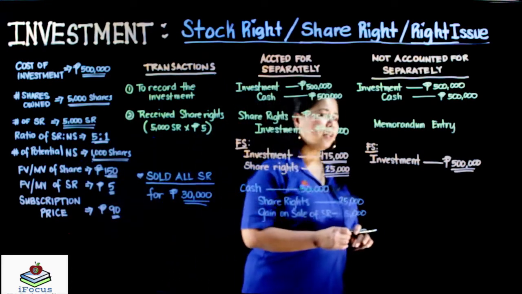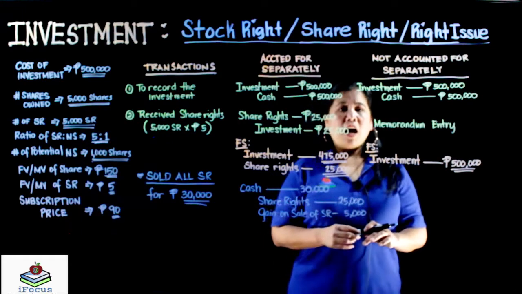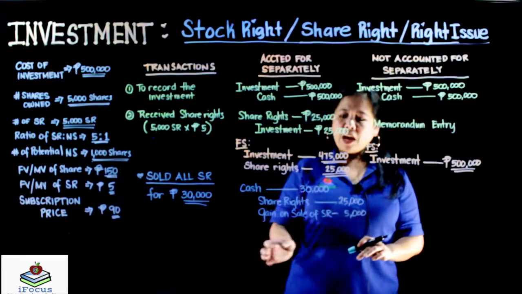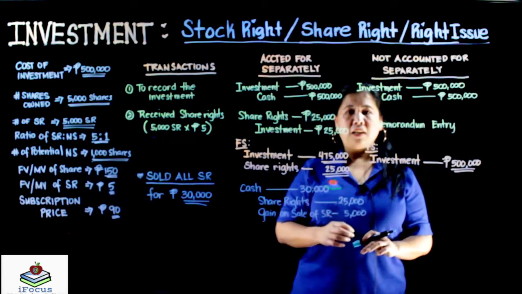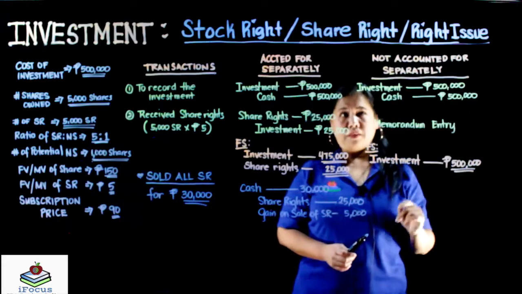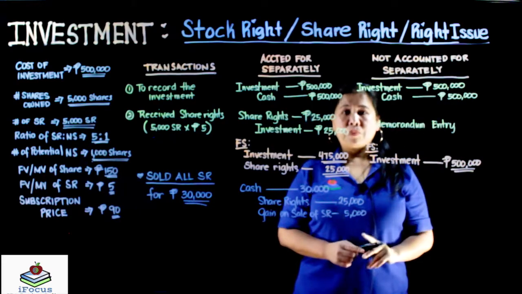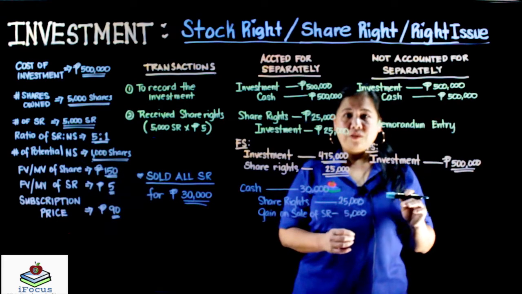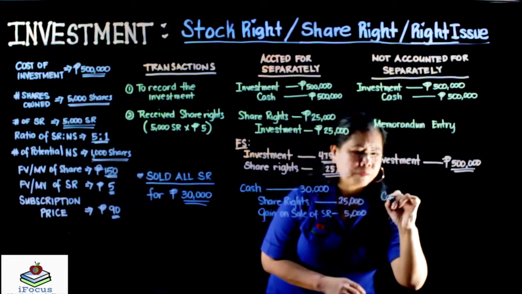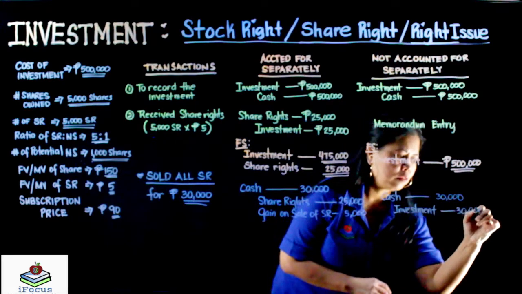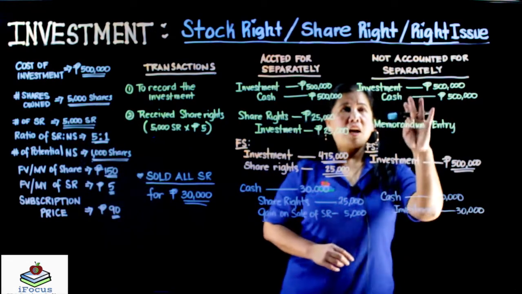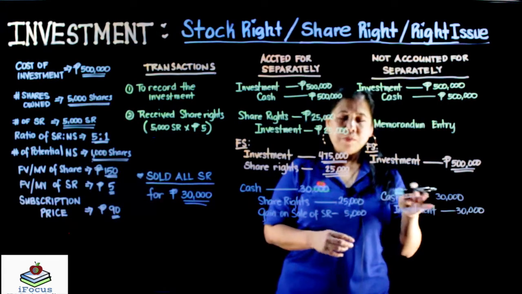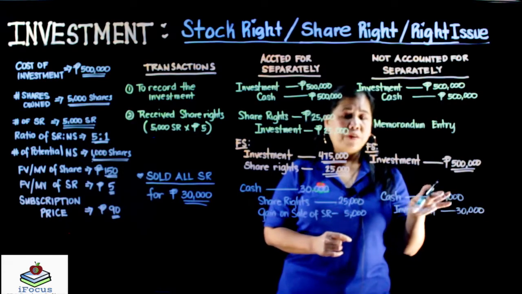Dito naman sa not accounted for separately, ang magiging entry natin is debit to cash of 30,000 dahil wala tayong share rights, ang credit natin ay yung investment dito sa not accounted for separately. So we debit our cash of 30,000 and we credit our account investment of 30,000. So yan po ang ating entry sa not accounted for separately. We debit our cash of 30,000 at ima-minus na natin yan sa investment of 30,000.